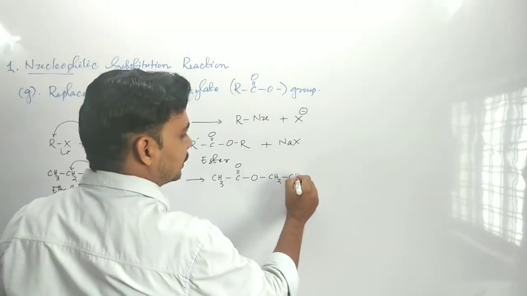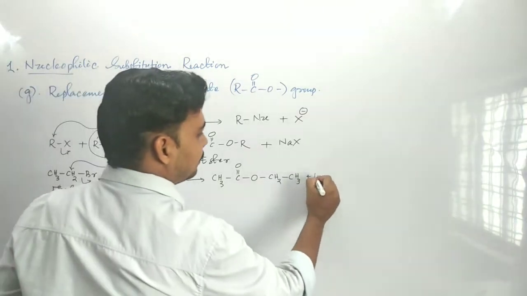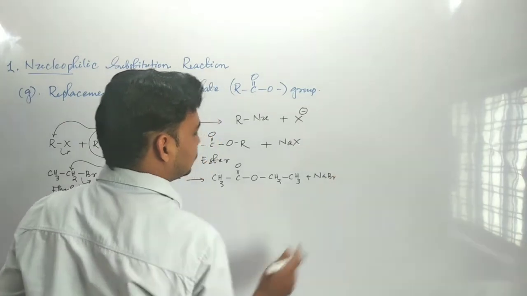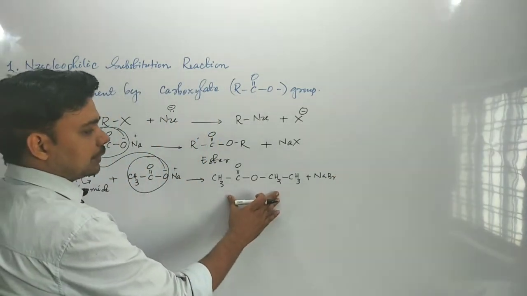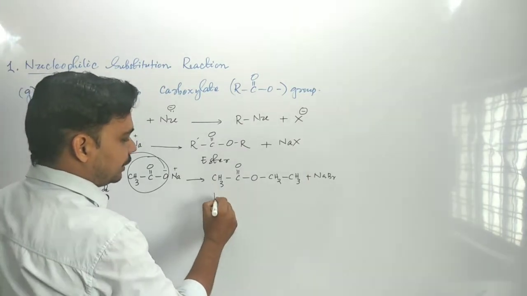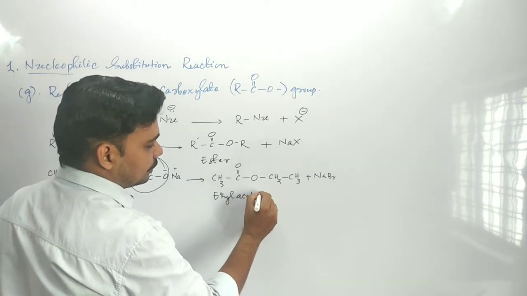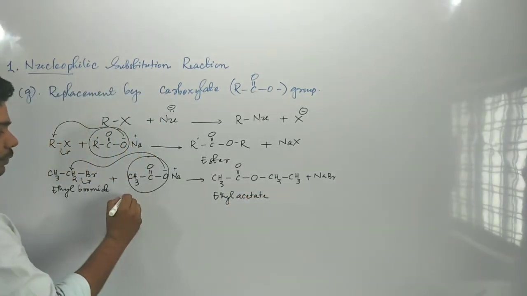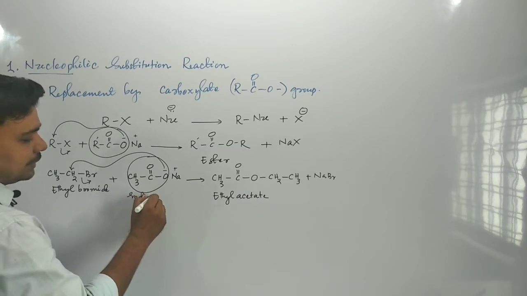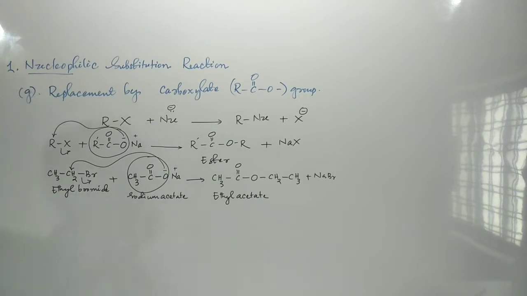So overall the ethyl group is here, and the byproduct is Na plus and Br minus. They will give rise to NaBr. So this is our ester. This is your ethyl group and this is your acetate part. So this could be written as ethyl acetate. This has been obtained from the reaction of sodium acetate with ethyl bromide.